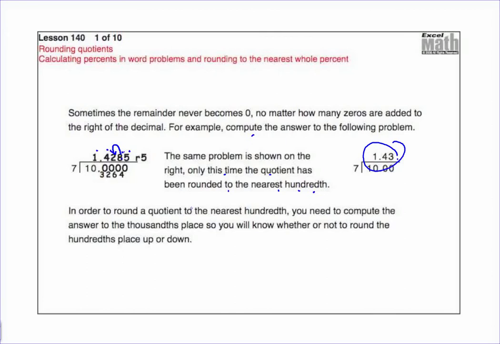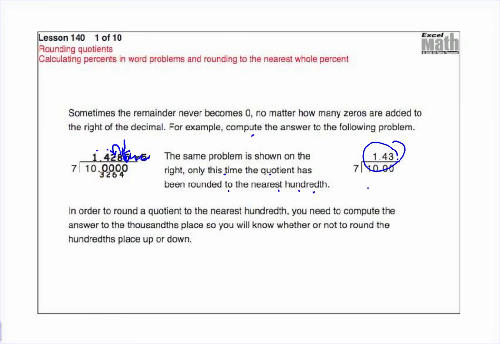In order to round a quotient to the nearest hundredth, you need to compute the answer to the nearest thousandths place, so you'll know whether or not to round the hundredths place up or down. Now this is really review because you guys have already been doing this. You've known that you already have to go 3 places. You don't need all this stuff out here in order to round it to the nearest hundredths place.